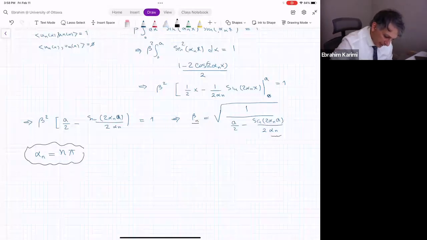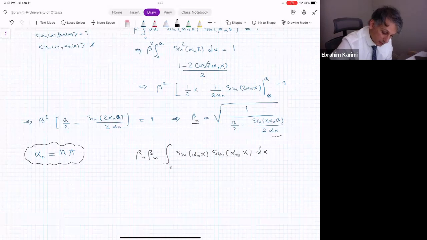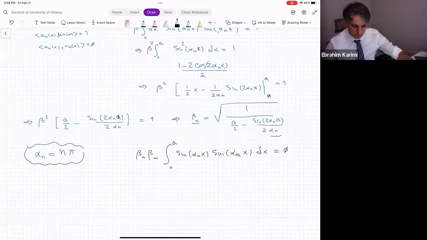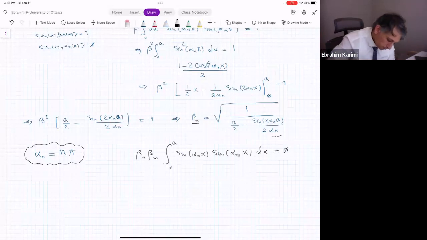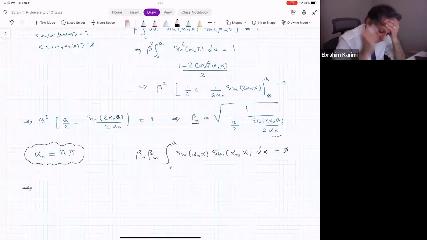So let's do the mathematics. That will be beta of n, beta of m, integral of sine of alpha n x, sine of alpha m of x dx from 0 to a. That should be equal to 0. Okay, that is what I got from um and un. Good, fantastic. Let's look at the relationship and see what we can do with this.